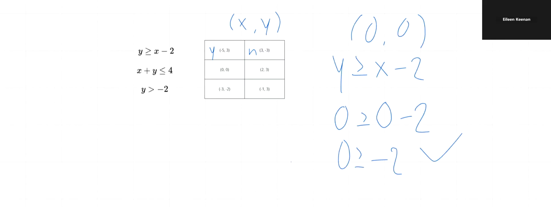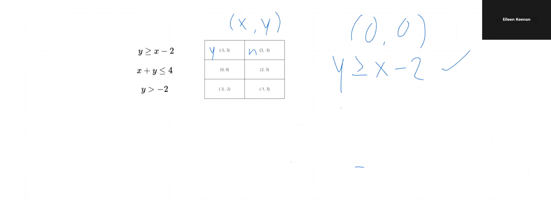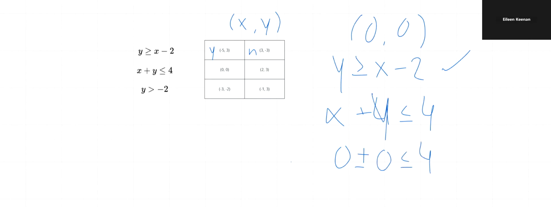Okay, so now let's try the next one. X plus y is less than or equal to 4. So 0 plus 0 is less than or equal to 4. 0 plus 0 is 0, and 0 is less than or equal to 4. Is that true? Yes. So that statement checks out. It works for the second equation as well, but we still have to make sure it works for the last equation.